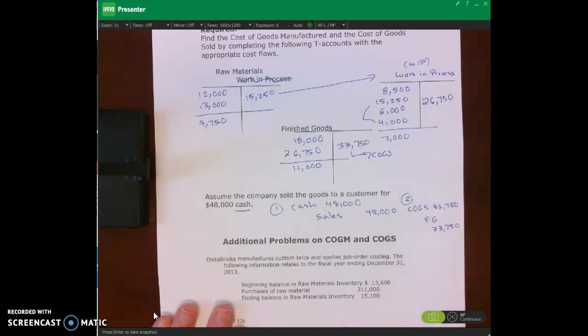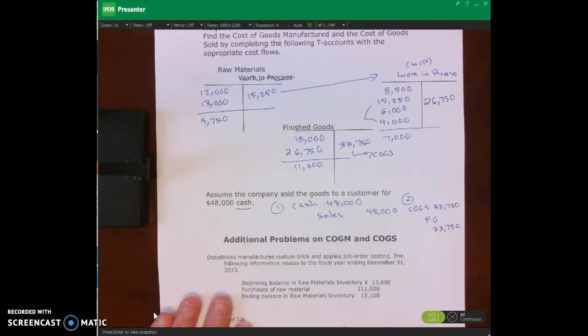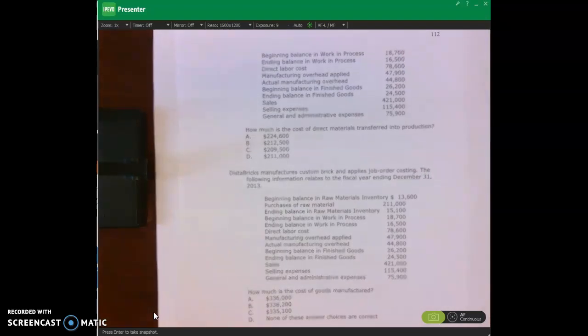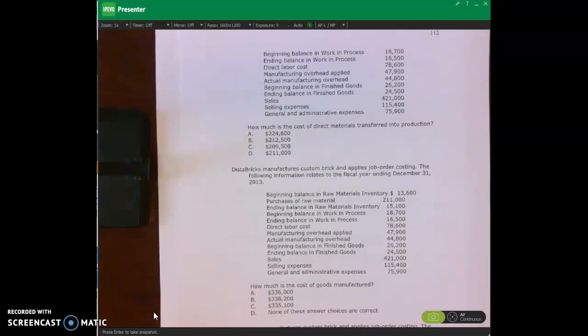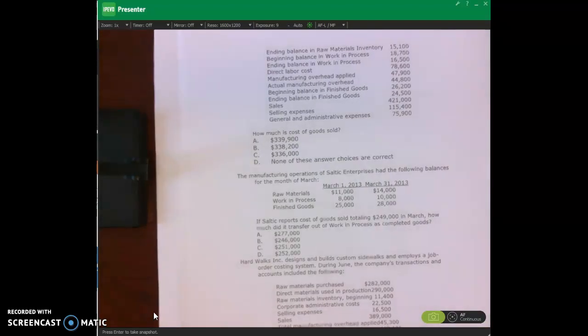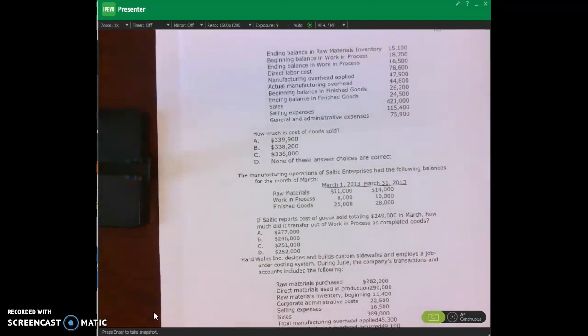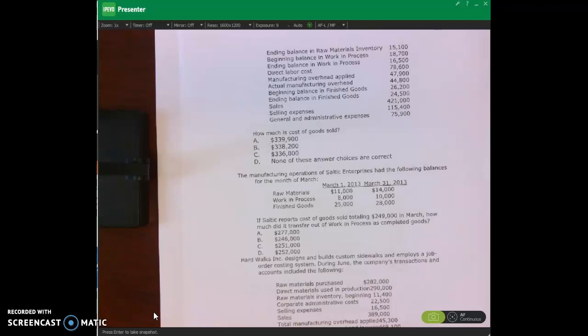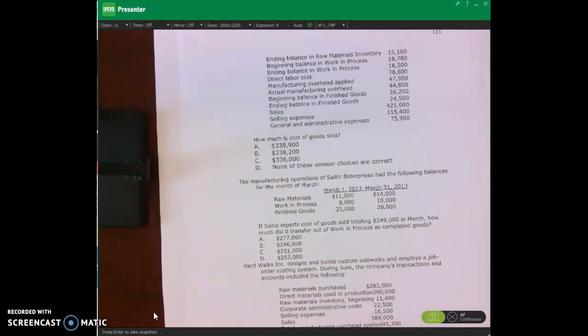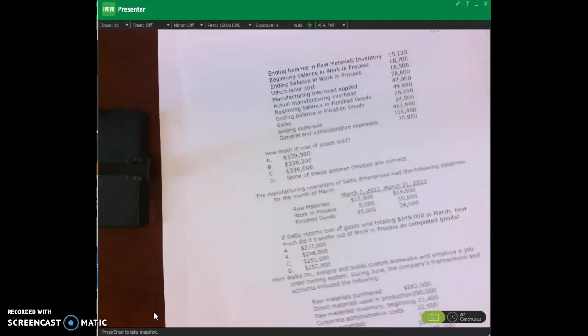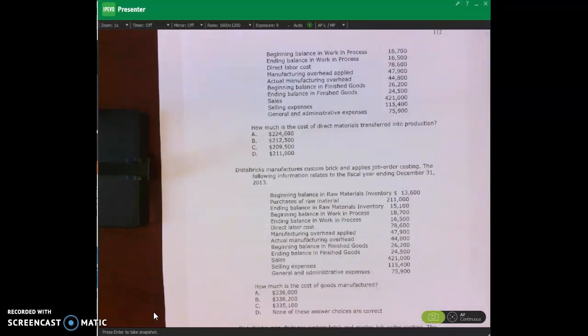Okay? So what I want you to do now is to pause the lecture video, and I want you to do these additional problems on calculating cost of goods manufactured and cost of goods sold. And it's this one, it keeps on going. You have quite a bit of practice over here, all the way through this last problem on cost of goods manufactured, and then it ends there, okay? So go ahead and do those problems, pause the lecture video, do those problems, and then restart the lecture video, and then we'll review it.